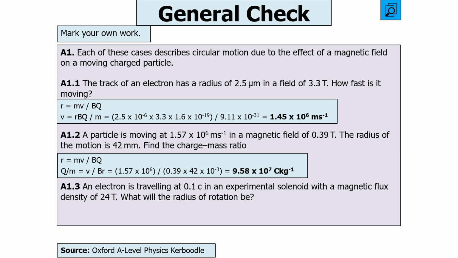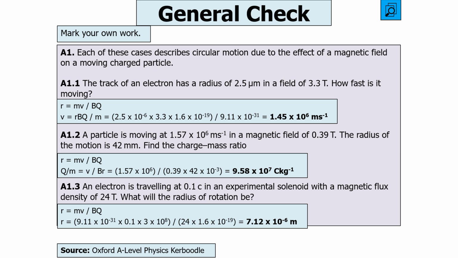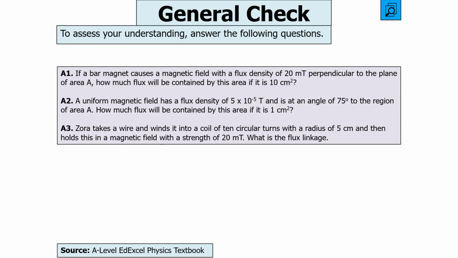Now this next one, again working out R, so R equals mv over bq. We know the mass of an electron, like we said before. Remember it's at 0.1 c, so that's 0.1 times 3 times 10 to the 8. We know the charge of an electron, 1.6 times 10 to the minus 19, so it's 7.12 times 10 to the minus 6 meters.